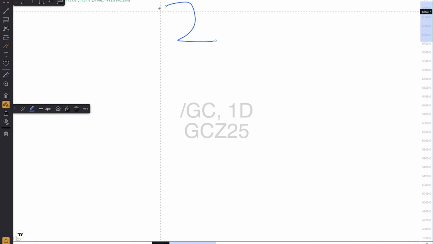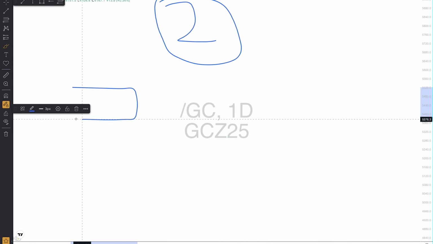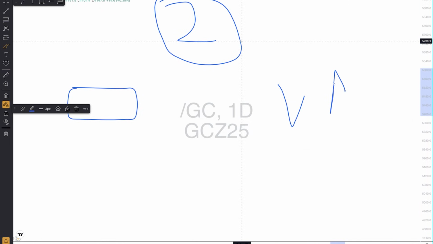The market is only ever doing two things. It's either looking for inefficiencies, these nice little fair value gaps, terrible drawing, I know, or liquidity, which comes in the form of lows and highs. Now let's put this together.